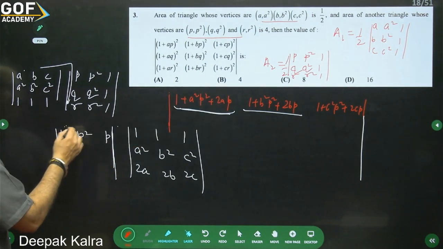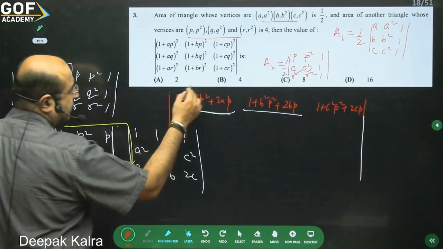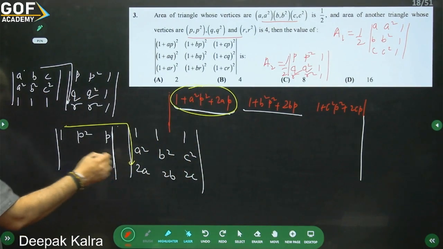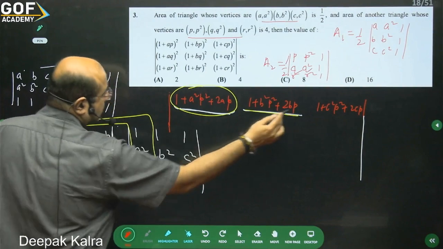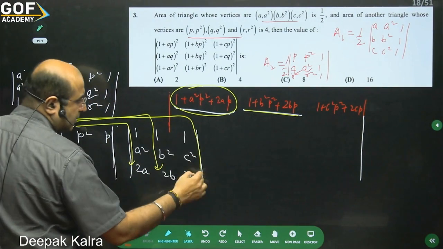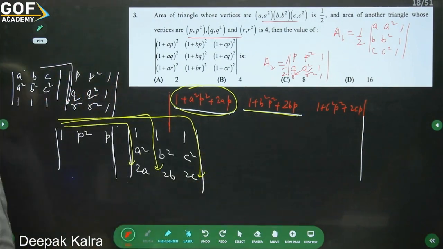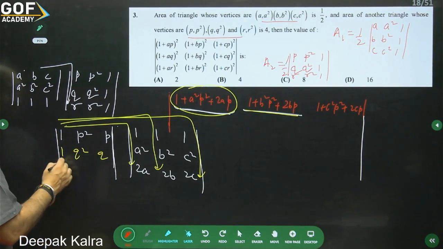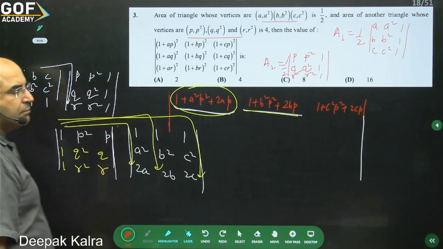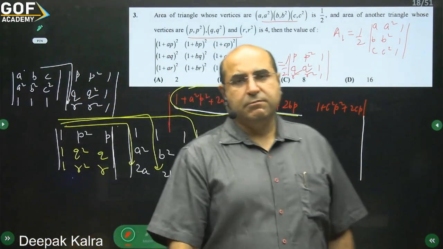It goes like this now. Can you see? The first thing is forming. Can you see? The second one is forming. Can you see? The third one is forming. Then you have 1, Q square, Q, 1, R square, R. They will form this result.